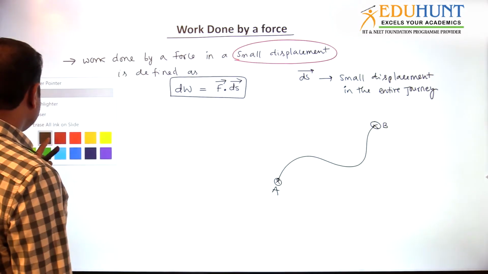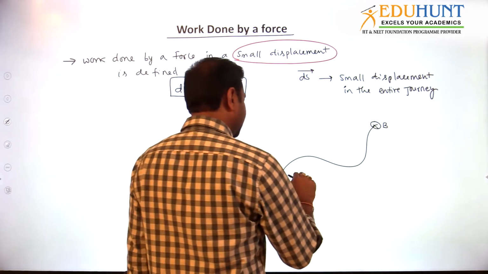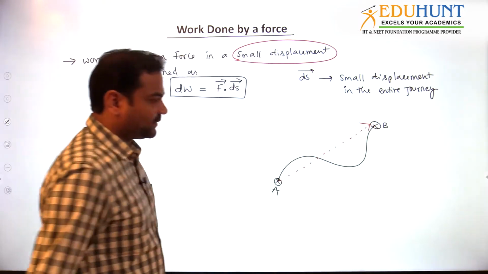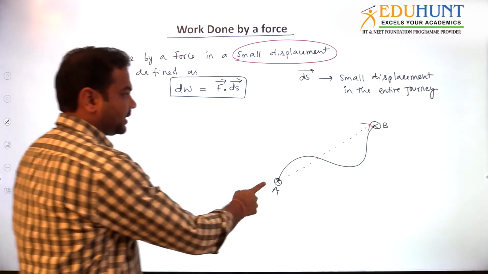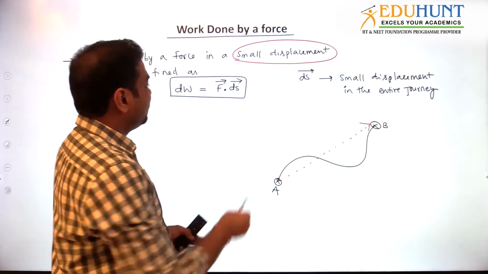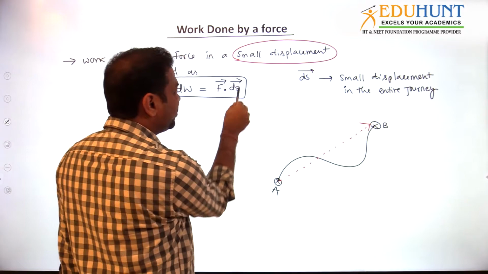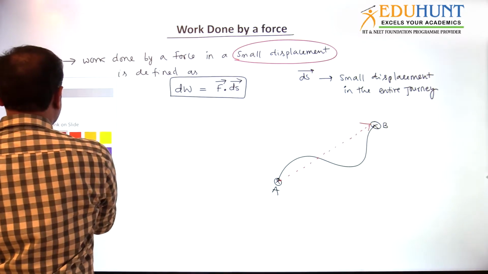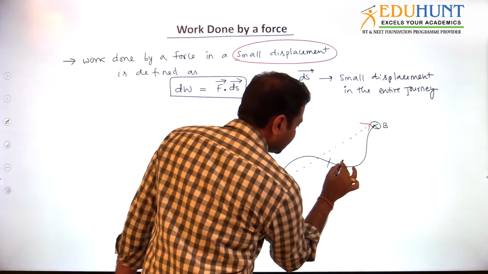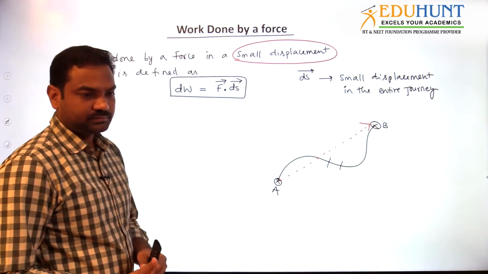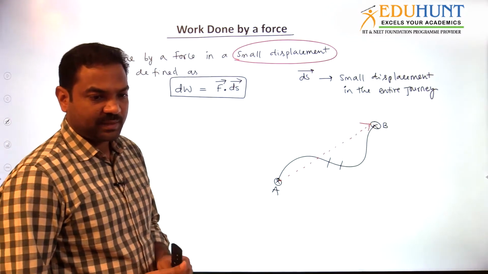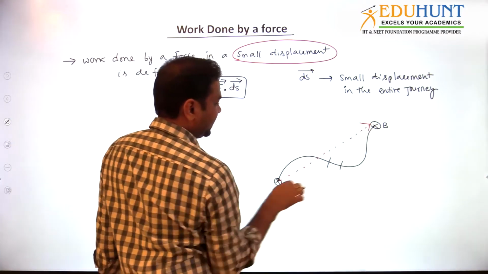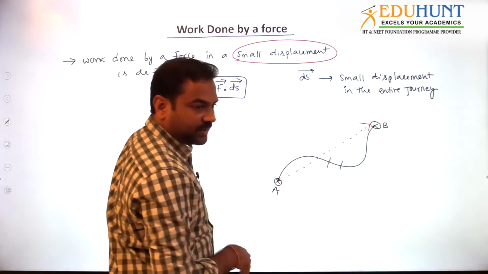What is the displacement? Total displacement would be something like this. This is the total displacement. I think all of you know what is the displacement vector. This is the displacement vector A to B. But work done is defined in what? In very small displacement. Let us say I am taking a very small part here. I am taking the very small amount of journey, of the entire journey A to B.